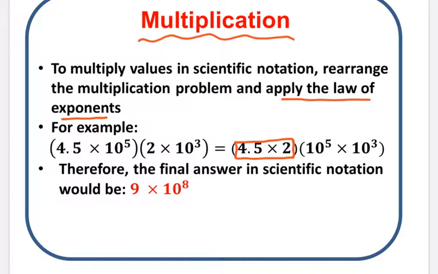So in this first example, I multiply 4.5 times 2. And then I need to add the exponents for the power of 10. So it would simplify to 9, because 4.5 times 2 is 9, and then 10 to the 8. And then you need to make sure your final answer is in scientific notation. And remember, our front number needs to be between 1 and 10.